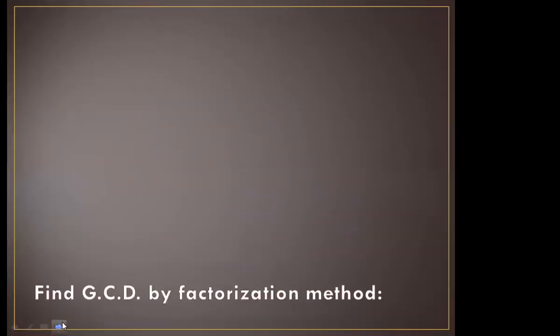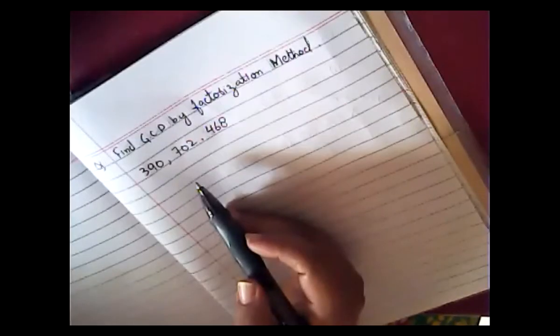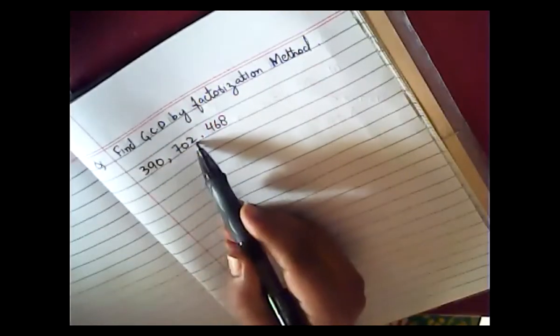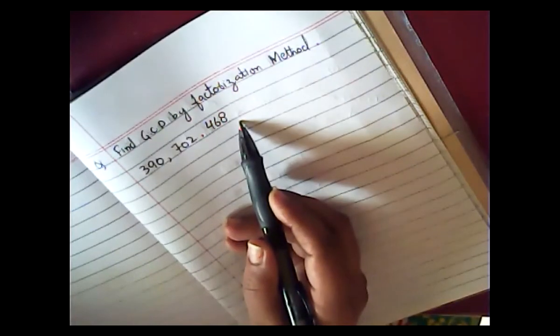Okay, class, what you have to do here is find the GCD by the factorization method. Here you have the example 390, 702 and 468. What is the simple and easy method? You have to find the prime factors of these numbers: 390, 702 and 468.